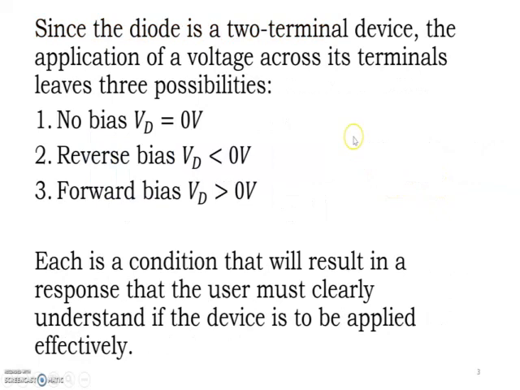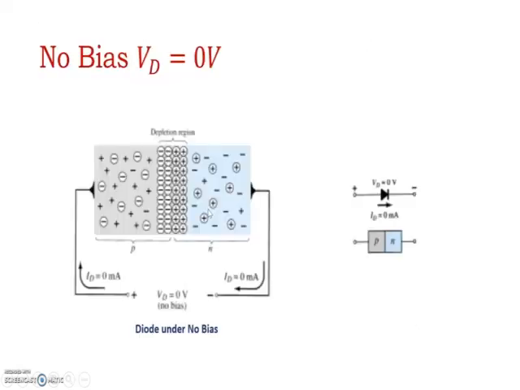Since it's a two-terminal device, we can give a potential across the two terminals. Based on the potential, we can classify into three regions of operation. Biasing is nothing but applying an external voltage. If we don't give a voltage to the diode, that is called no bias. When the applied voltage is negative, we say reverse bias. When the applied voltage is positive, then we say it is forward bias. We will look at all three cases.